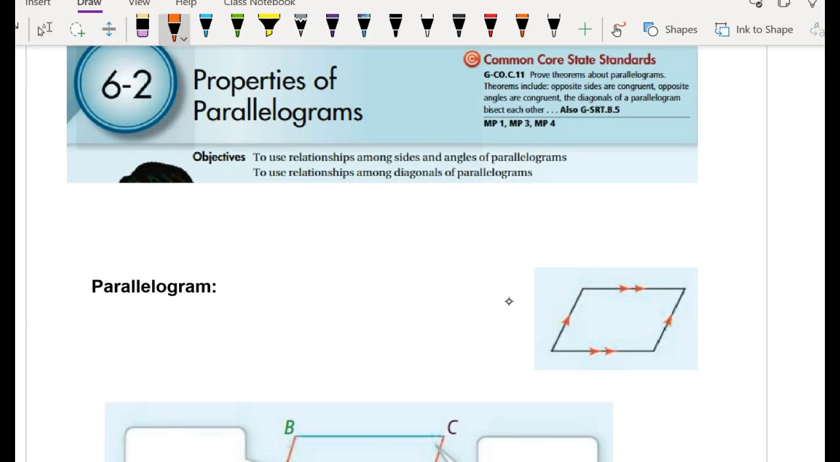A parallelogram is a quadrilateral and both pairs of opposite sides are parallel. So as you can see in this diagram, right here is parallel with this opposite side, and the top is parallel with the bottom side.